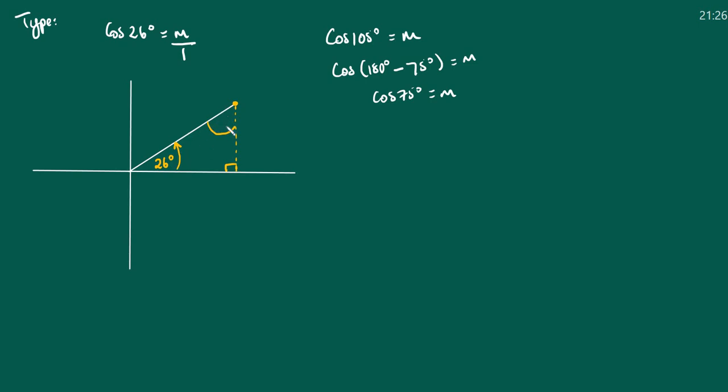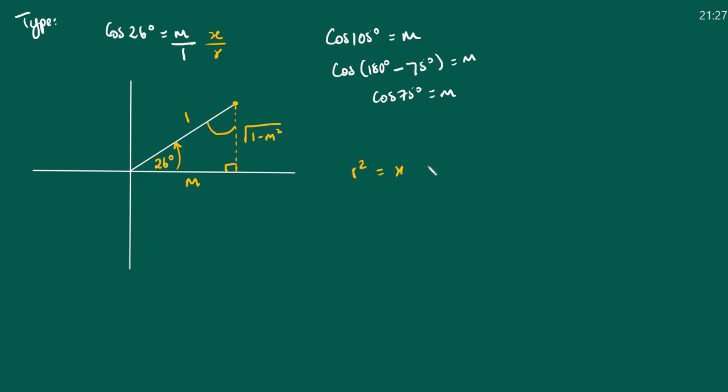Then after finding it, you fill your triangle. Remember, this is still x over r, because cos is adjacent over hypotenuse. So your x is m, your r would be 1. So you'll find that this one here is the root of 1 minus m squared. Is it plus or minus?